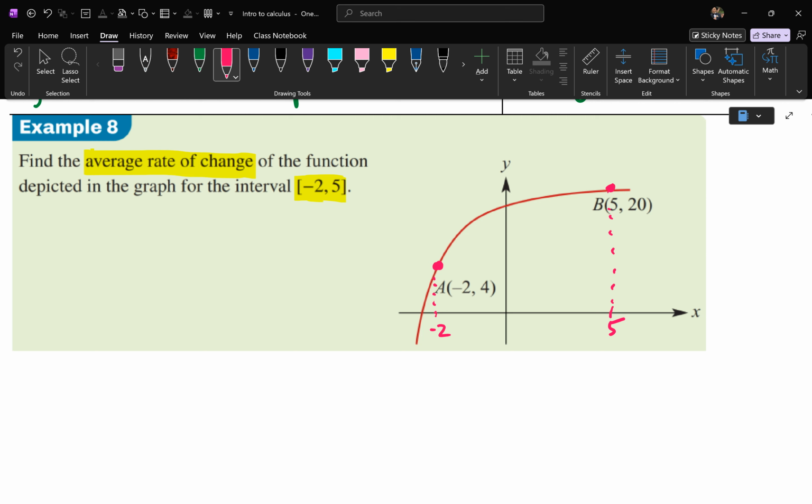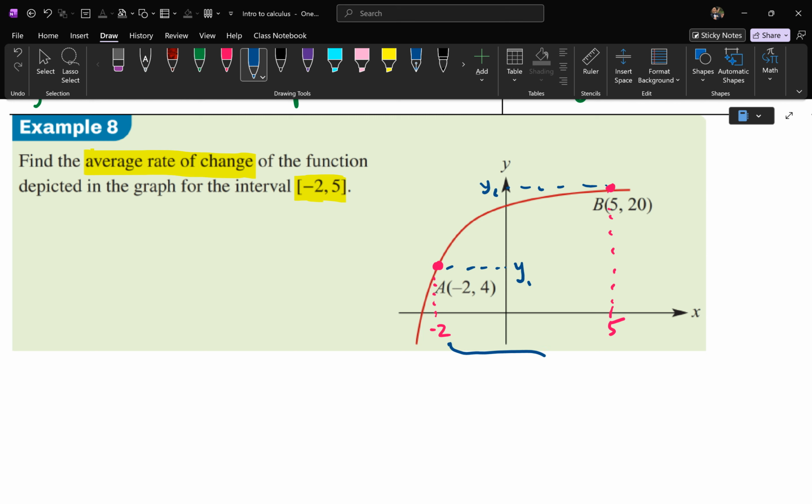When they say average rate of change, they're really just saying, I started at this point with a certain Y value, Y1, and then I ended up at B, which is now Y2. So I've clearly increased. How much have I increased by over the duration of this time from -2 to 5? So let's work it out.